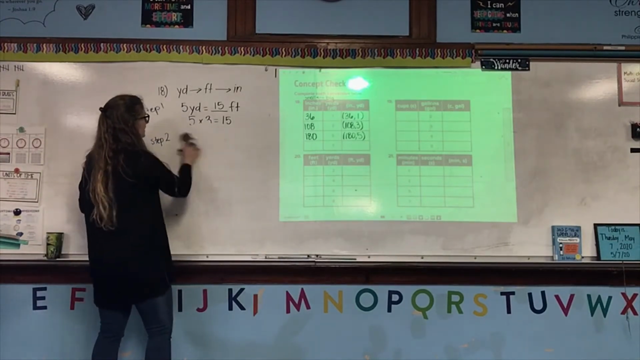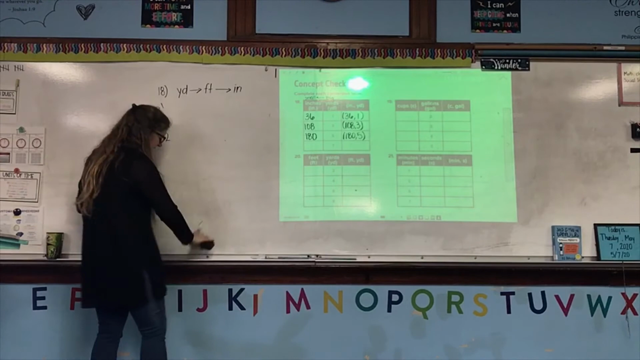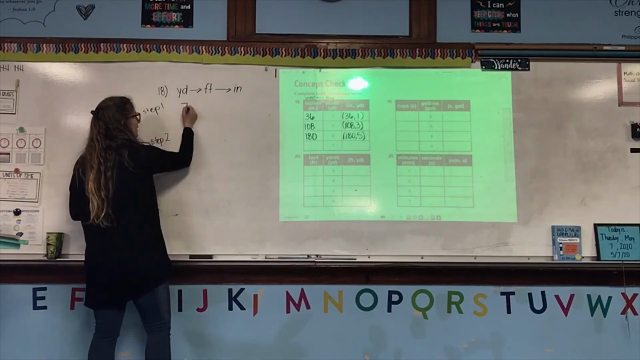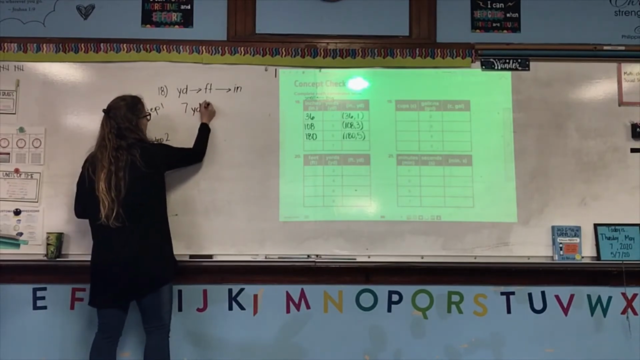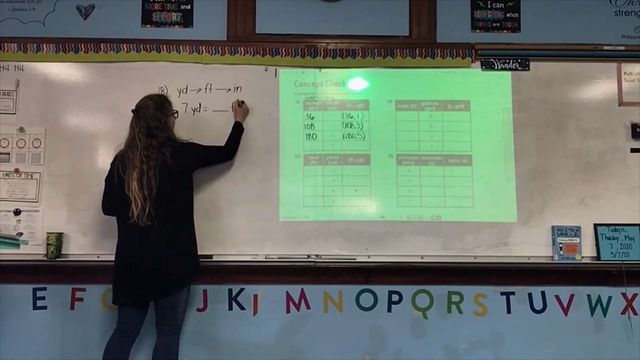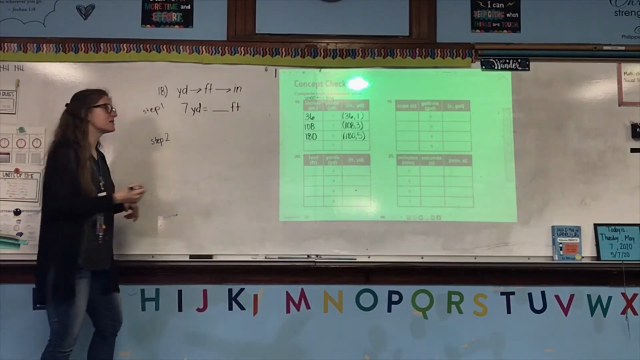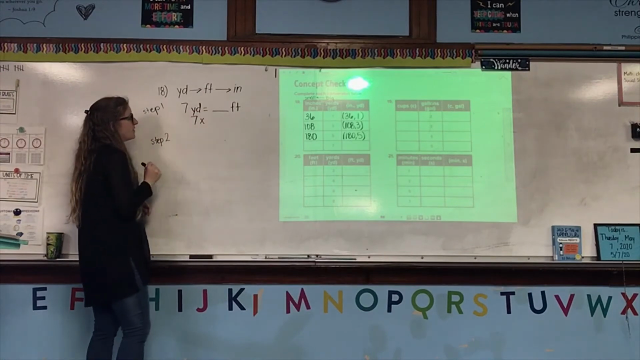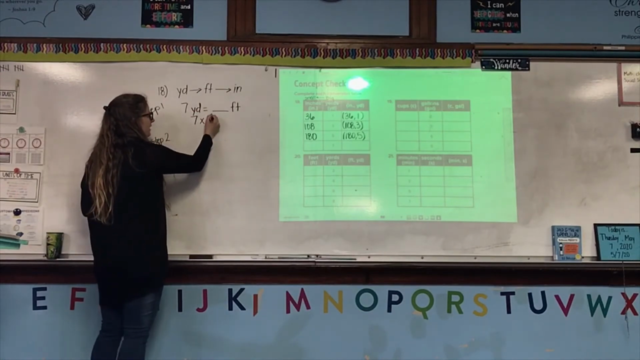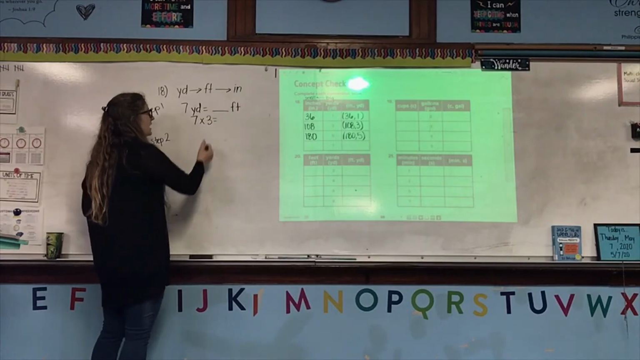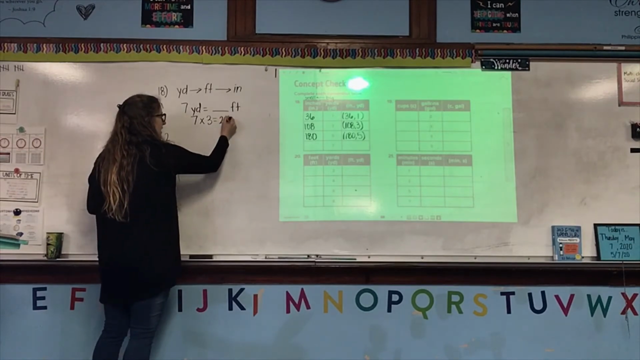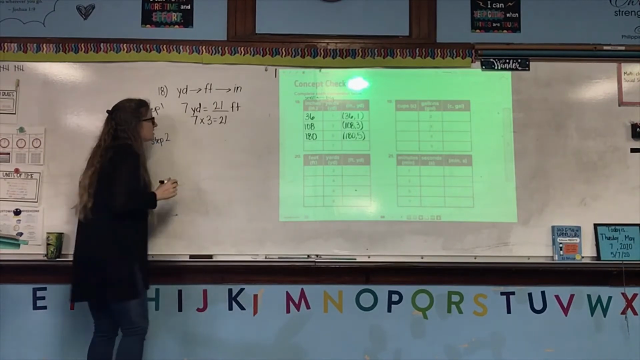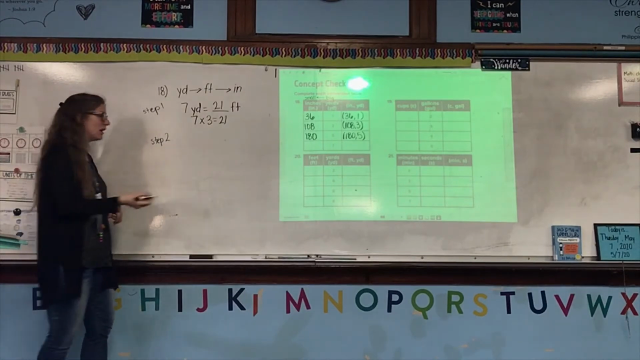Okay, so now we're going to do the same thing with 7 yards. So step 1 is to figure out how many feet are in 7 yards. We know we're multiplying. We start with what we know, which is 7 yards. We're going to multiply it by the number of feet in a yard, which is 3. 7 times 3 is 21, which means that there are 21 feet in 7 yards.